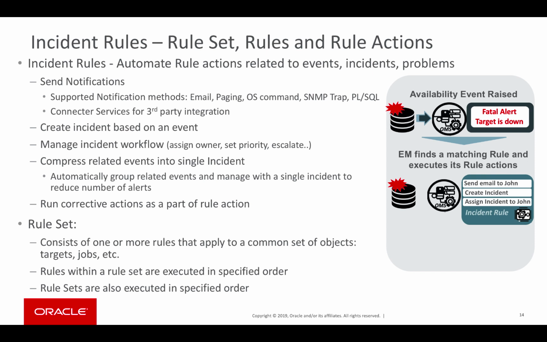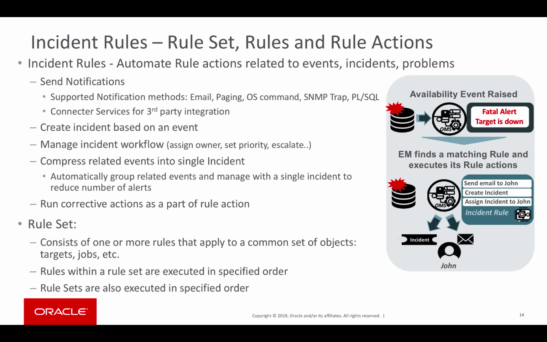And the rule set, this is a kind of container of rules. Within a rule set, there could be one or more rules, and the rule also has a list of rule actions. But in short, rule mechanism basically gets triggered at the event occurrence and instructs EM for what to do to handle such event. Once Enterprise Manager finds a matching rule, it executes the rule actions. So in this example, email notification was sent to John. Also, an incident was created, and that was also assigned to John, who is the DBA for this target.